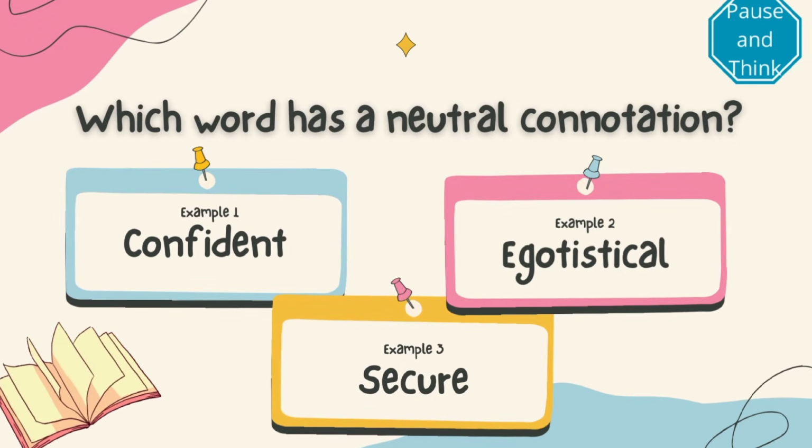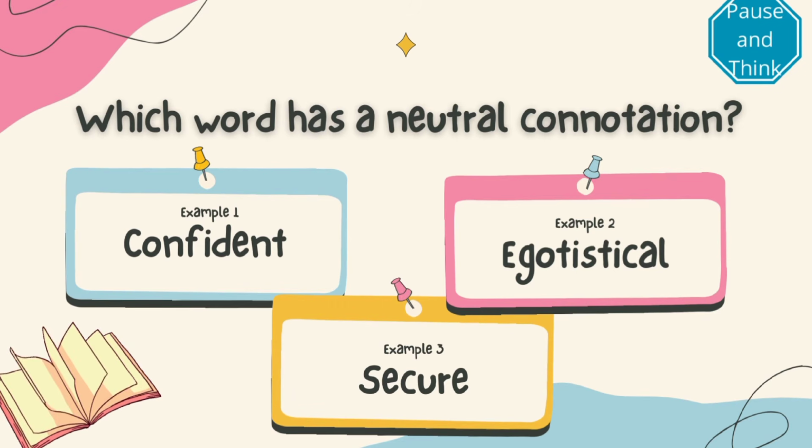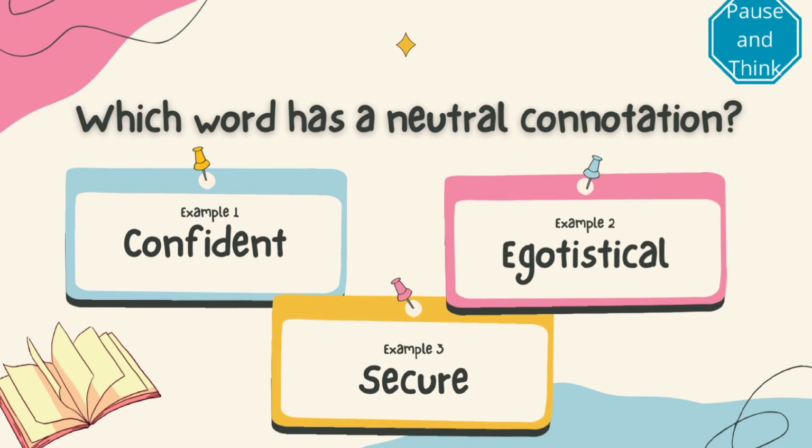Now moving on to example number 3. Which word has a neutral connotation? Is it example 1, confident, example 2, egotistical, or example 3, secure? If you said example 3, you are absolutely right. No one really cares about being called secure. To be honest with you, it's such a neutral word. I hardly ever hear anyone being called secure. However, if someone called me confident or said I was a confident woman, I would feel like, oh my, that's such a great compliment, because that word has a positive connotation to it. But if someone said you're egotistical, I would get this face like, why would you call me that, right? Because that word has a negative connotation to it, right? But to be called secure, it's neutral. No one cares.